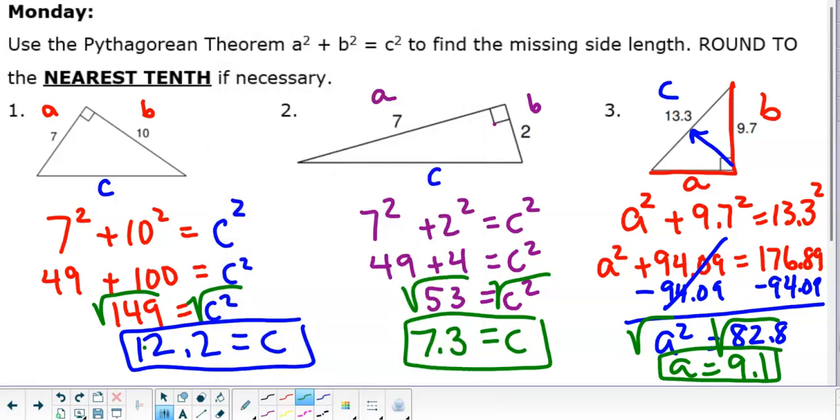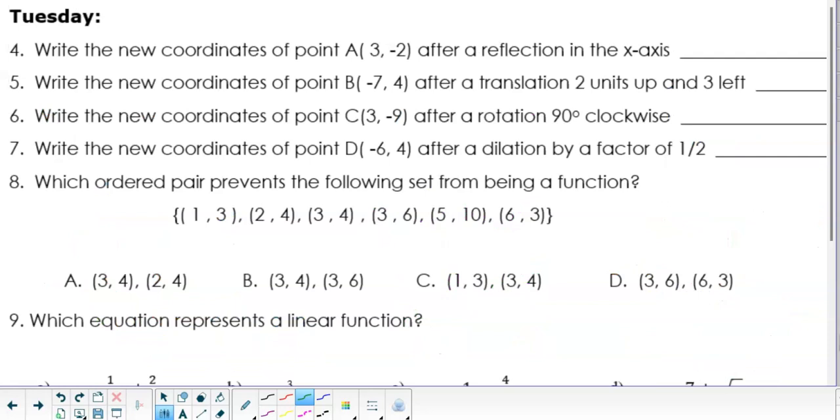Let's take a look at the next section. Write the new coordinates of point A after a reflection in the x-axis. Well, the new point will be called A prime, and a reflection over the x-axis changes the y sign. So our answer will be (3, positive 2).